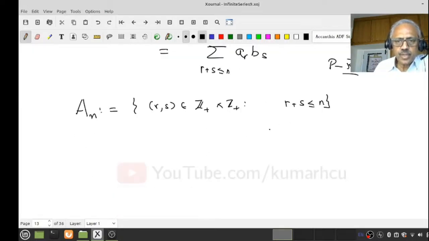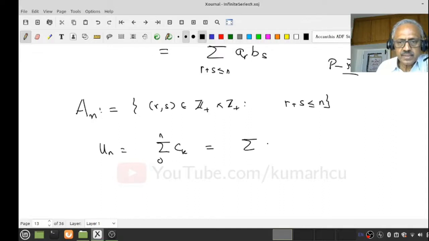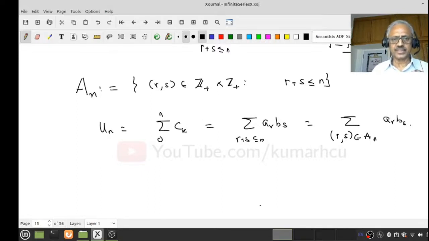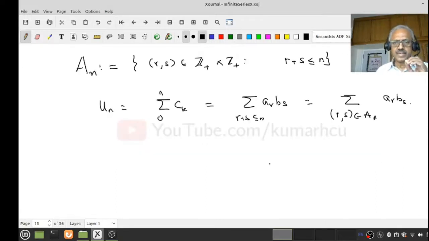In view of this, what is my Un? Un is the summation of Ck, k equal to 0 to n. This is nothing other than Ar Bs such that r plus s is less than or equal to n. Therefore, this is the summation where r and s vary over the set of Ar Bs. That is the reason we wanted to look at it that way. How many of you understand this? Make sure that you follow this quickly.